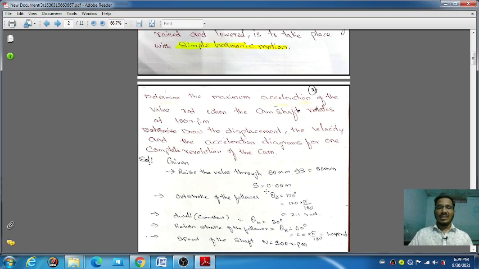Another thing is asked here, the question is to determine the maximum acceleration of the valve when the camshaft rotates at 100 rpm, meaning the speed of the camshaft is 100 rpm. At this point we have to calculate the maximum acceleration of the valve. And the question also asks to draw the displacement, velocity and acceleration diagram for a complete revolution of the cam. So here the extra part in this question is to draw the displacement, velocity and acceleration diagram for one complete rotation.